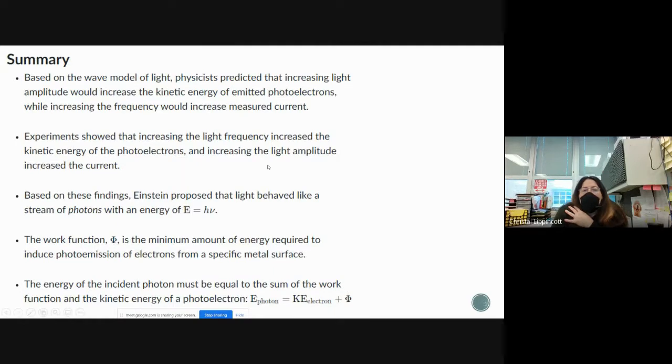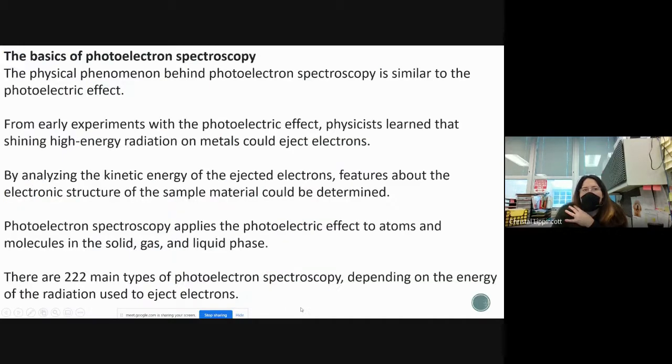So what they did was they looked at a wave model of light and they increased that light amplitude and they saw that the kinetic energy is going to increase. And then they were able to use this equation to determine the energy carried by a certain light. And then if they know the threshold energy, they'll be able to figure out if that's going to eject an electron. So what they did was then they came up with a device called a spectroscopy device, and they were able to measure these photoelectrons and how much energy they are creating when they eject the electrons.